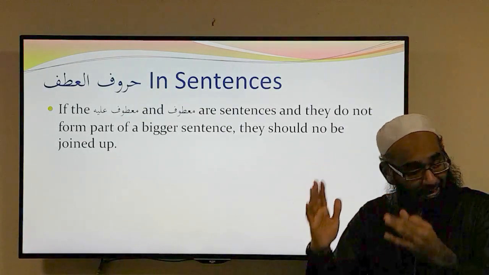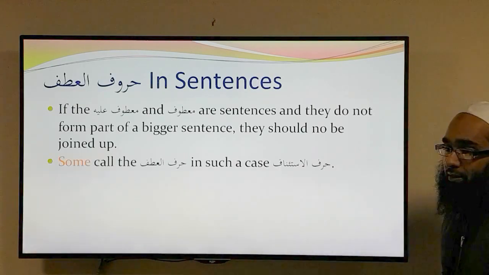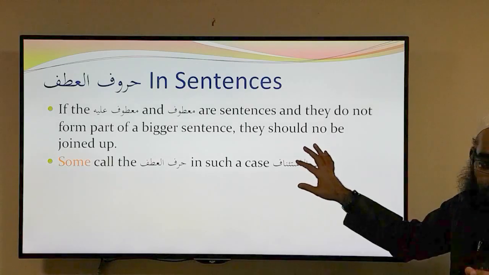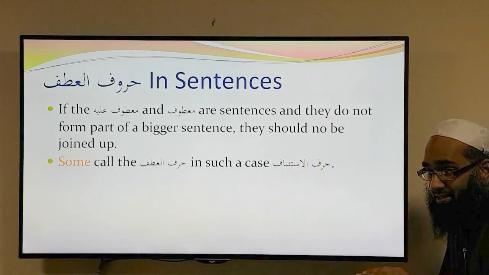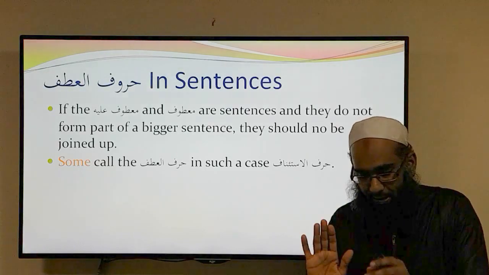However, if the Ma'tuf alayh and Ma'tuf don't join to become a part of a bigger sentence, they're both individual sentences on their own, and you don't have to join them together. Okay, this is what you call isti'naf. What do you call this? Some call it isti'naf, some call it harf, some call it Ma'tuf alayh, Ma'tuf. But let me explain to you.